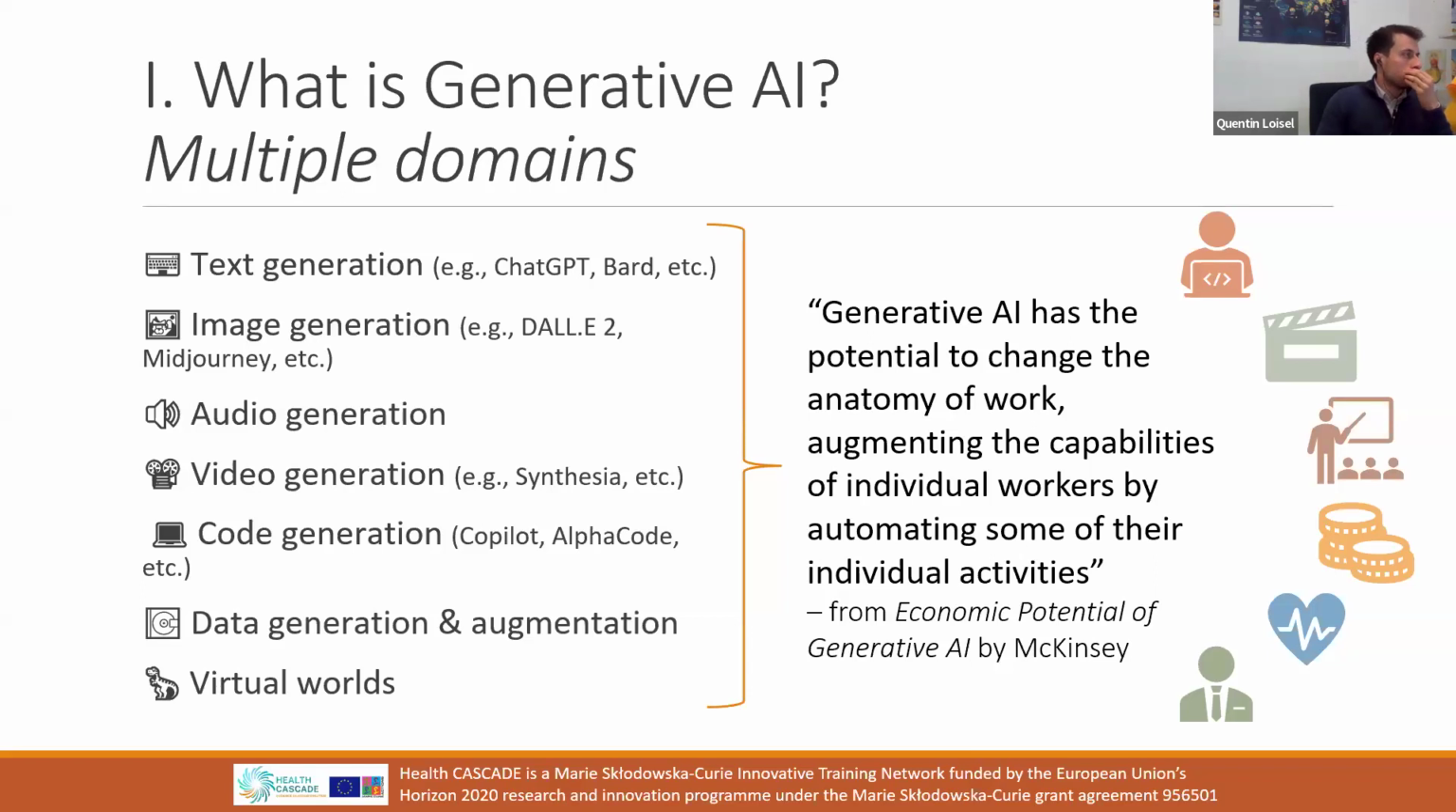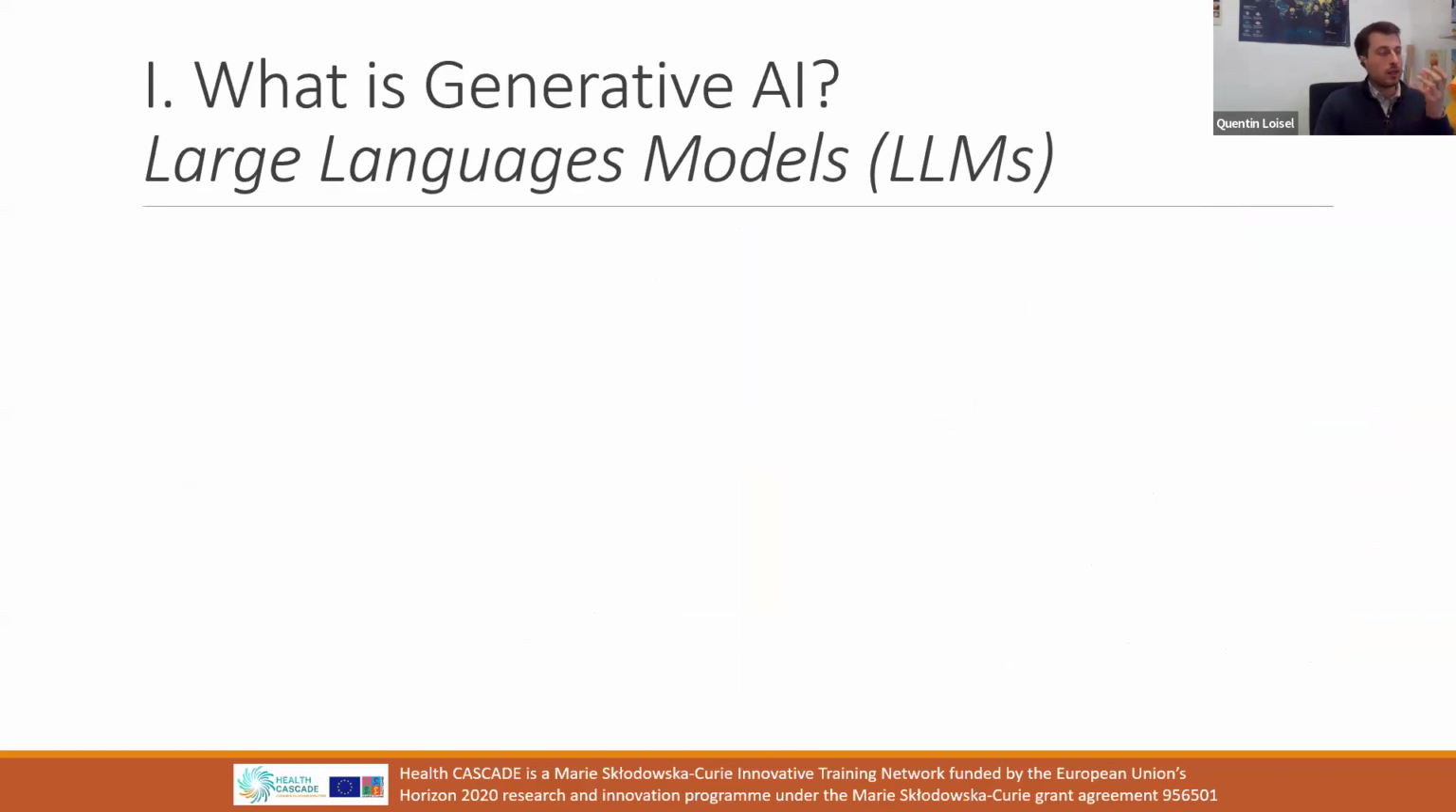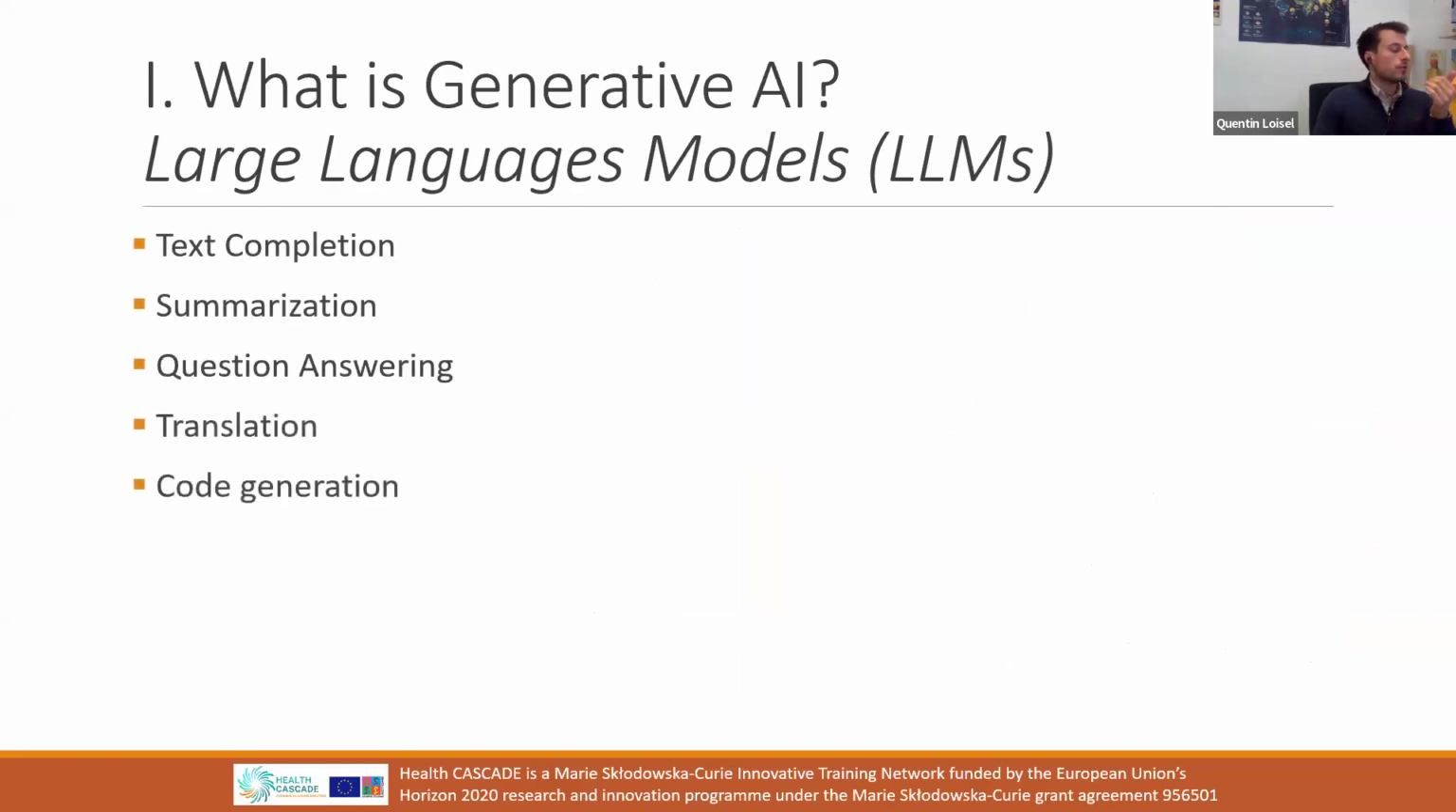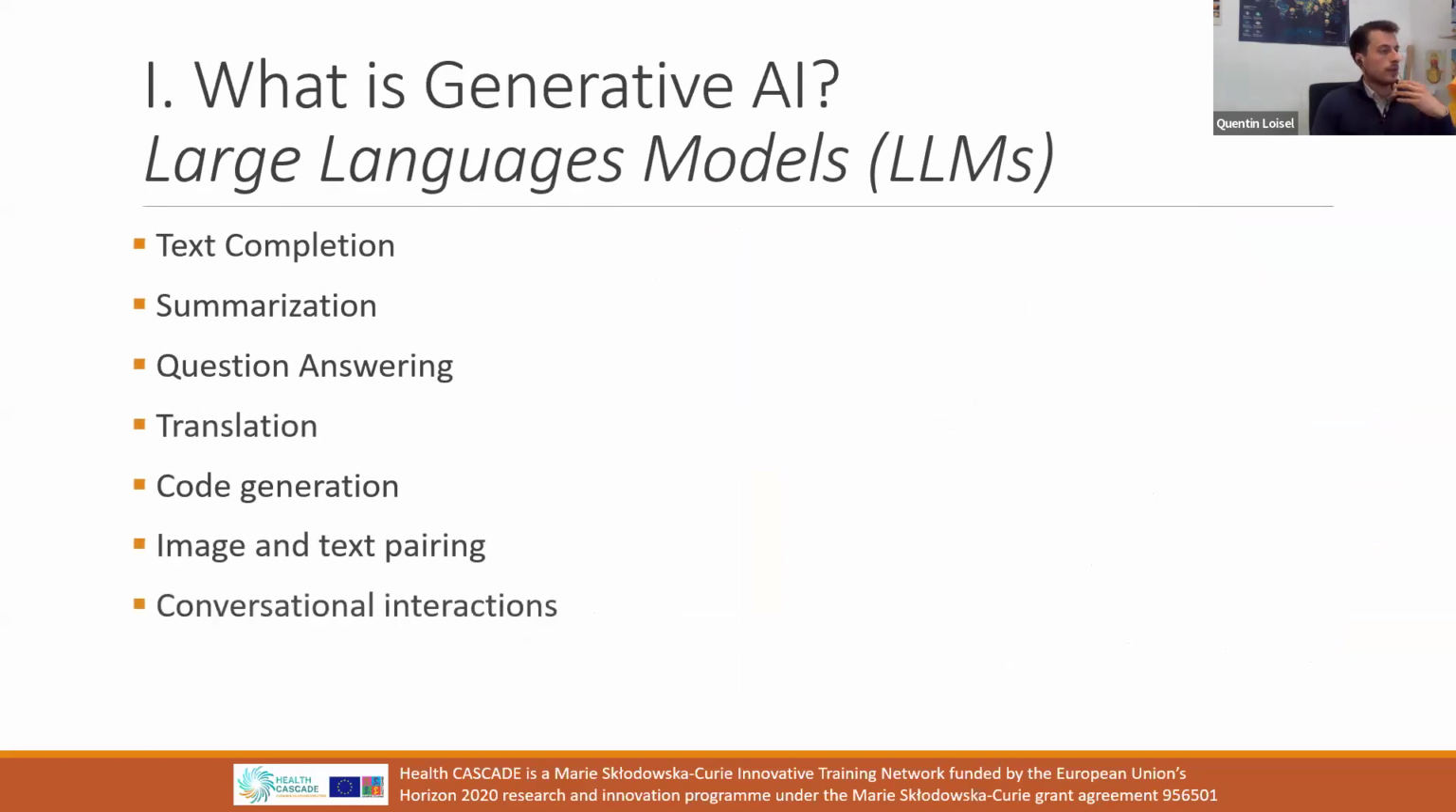What we will focus on today, and I think this is the most relevant for science, are large language models. They are models which manipulate language. They can do text compression, summarization, question answering, translation, code generation, image and text pairing, conversational interaction, and reasoning capacity. This last one is very interesting for cognitive scientists like me, because I'm always wondering what they mean by reasoning. People claim it can do that. It's an ongoing debate, but it's good to keep in mind.